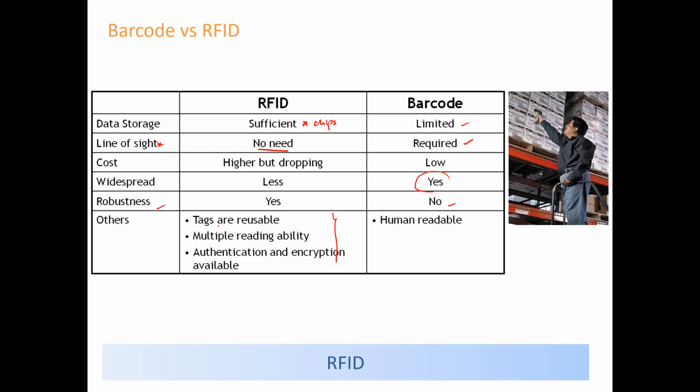But RFID tags are reusable. I mean, the tags that we use to identify can be reused or rewritten. Okay, and there is also multiple reading ability, authentication and encryption. So it's better in terms of security compared to the barcode.